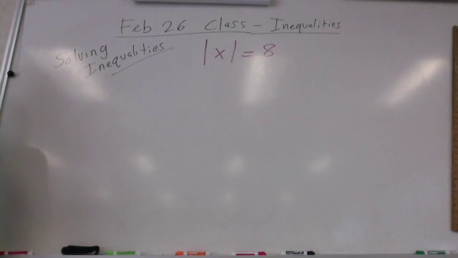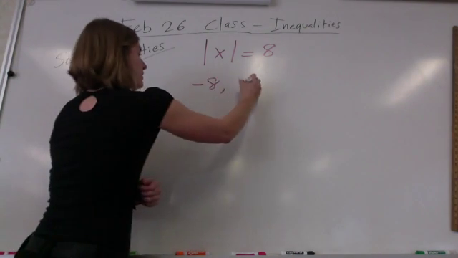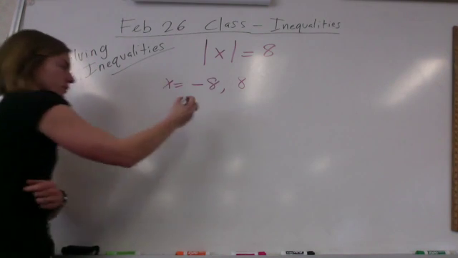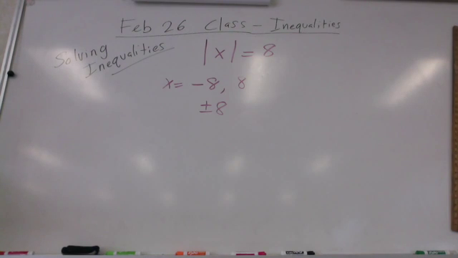So what if we had a variable on the inside? Ian, what could x be? Negative 8 or positive 8. It could be -8 or +8, so we could say plus or minus 8, because it's going to go into our inequalities.